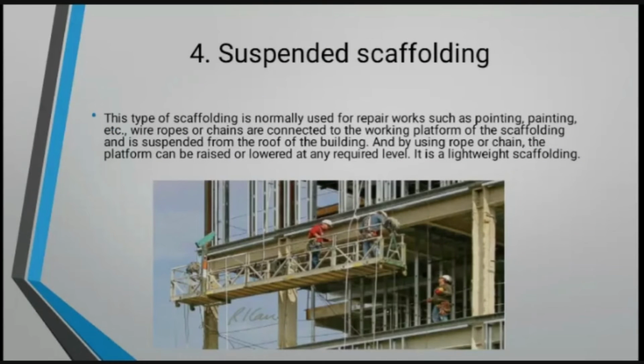Fourth, suspended scaffolding. This type of scaffolding is normally used for repair works such as pointing, painting, etc. Wire ropes or chains are connected to the working platform of the scaffolding and it is suspended from the roof of the building. And by using rope or chain, the platform can be raised or lowered to any required level. It is a lightweight scaffolding.